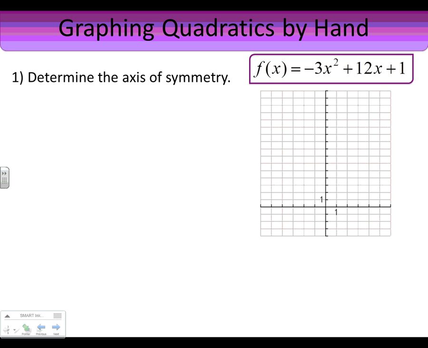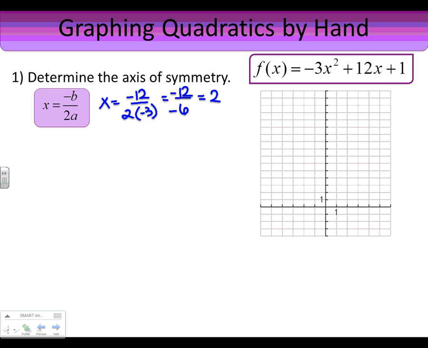So the way we do that, and I don't know if any of you remember this from Algebra 1 or Algebra 2, is the formula x equals negative b over 2a. This will always find us the axis of symmetry. So our b value is 12. So negative 12 over 2 times a, which is negative 3. So negative 12 over negative 6, which is 2. So our axis of symmetry is x equals 2.